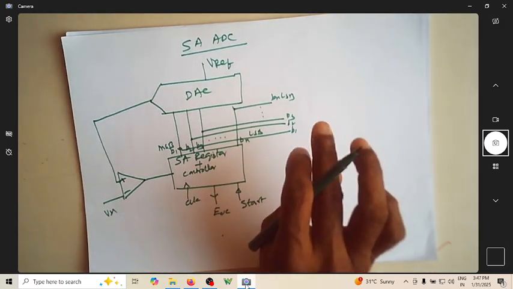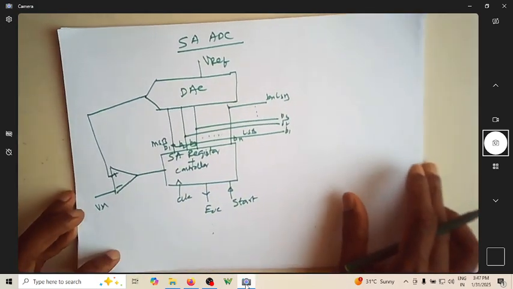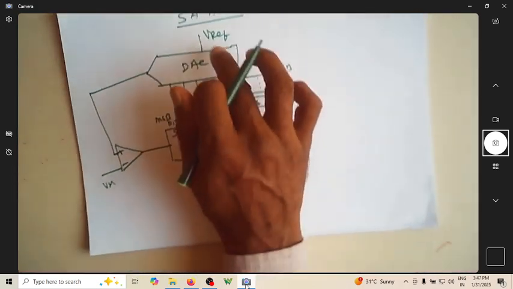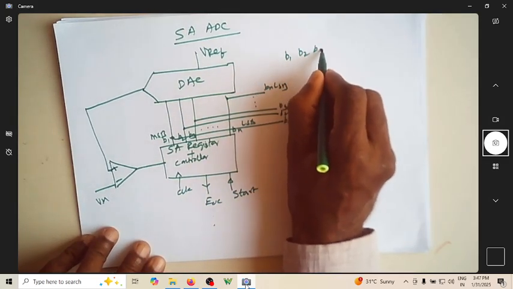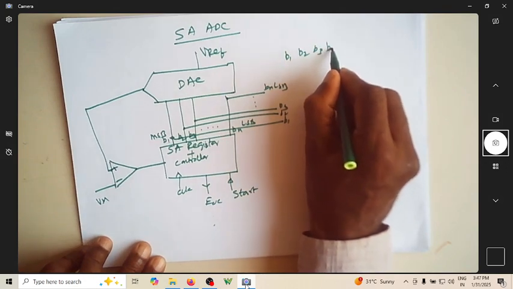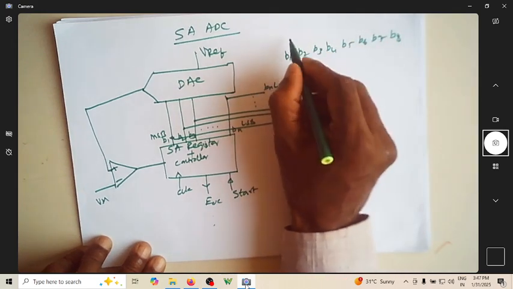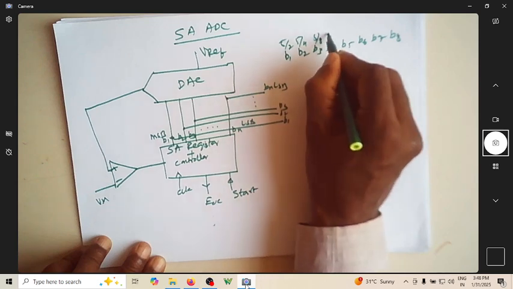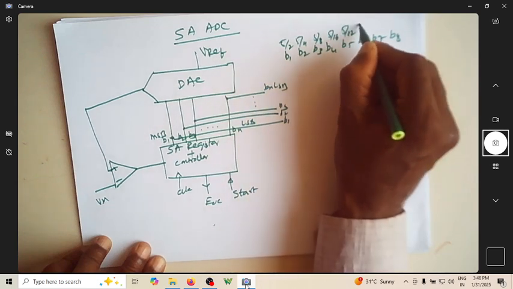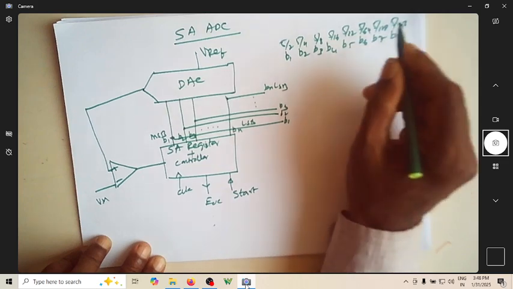The bit will be retained as high, or it will be discarded to 0, and then the subsequent bit will be made high. That's the process. I'll not go into the details of the SA register. You initially have B1, B2, B3. If it is 8-bit, you can write B4, B5, B6, B7, B8. So these have weights of 5 by 2, 5 by 4, 5 by 8, 5 by 16, 5 by 32, 5 by 64, 5 by 128, 5 by 256.